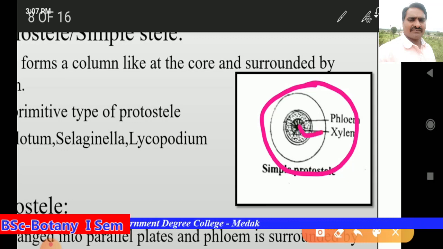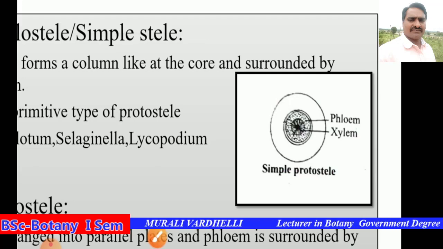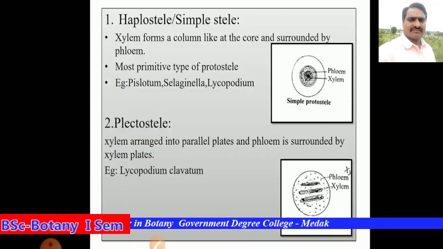Center core is xylem. This xylem is surrounded by the phloem. So this type of protostele is called simple stele or haplostele. Example: Psilotum, Selaginella, and Lycopodium.